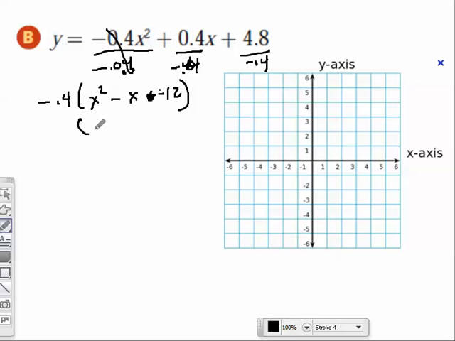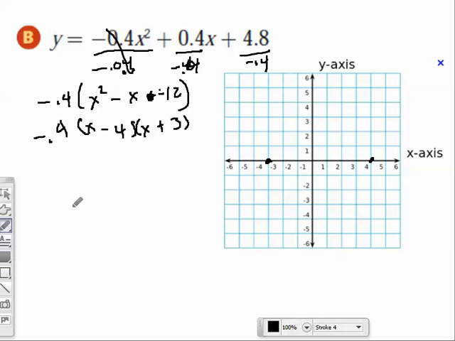Well, when I factor this, I'm going to get x's. I'm going to get a 3 and a 4, and it's going to be a negative 4 and a positive 3. That's what it's going to be. So I'm going to have negative 0.4 times this times that. Well, this tells me I've got a root at 4 and a root at negative 3.